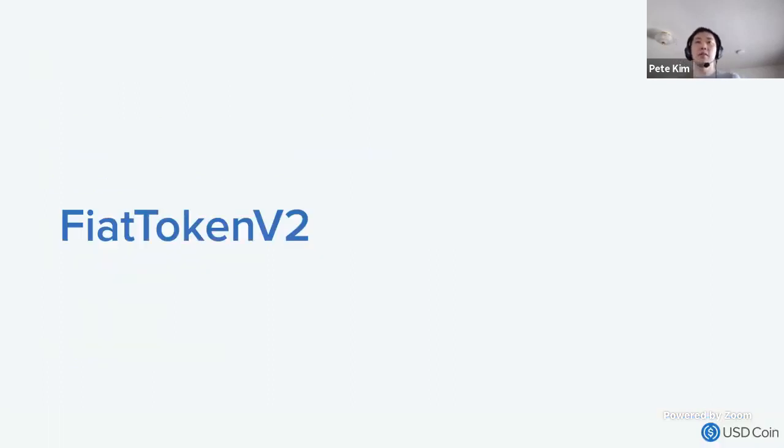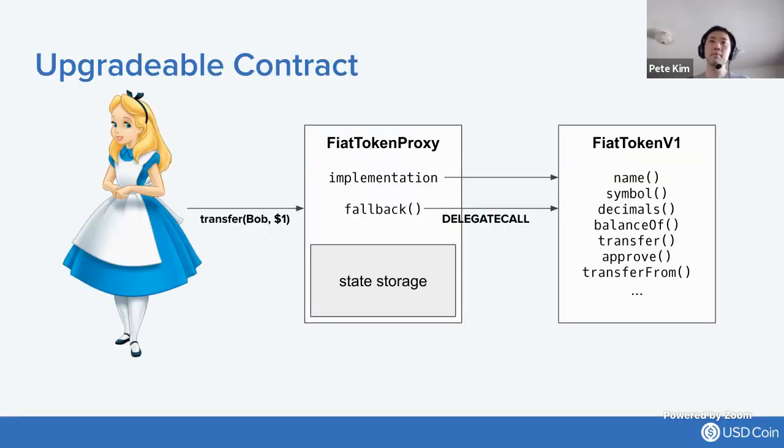Once that was done, it was time to develop the fiat token V2 contract, which is the name of the USDC contract in our code base. USDC was designed to be upgradable. We do it by using this proxy contract pattern. So basically, users interact with the proxy contract, which borrows code from the implementation contract, in this case, fiat token V1, while keeping state data stored within the proxy contract. This is made possible via the use of the delegate call opcode.